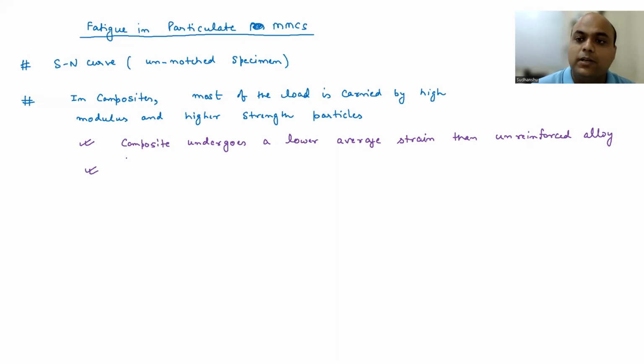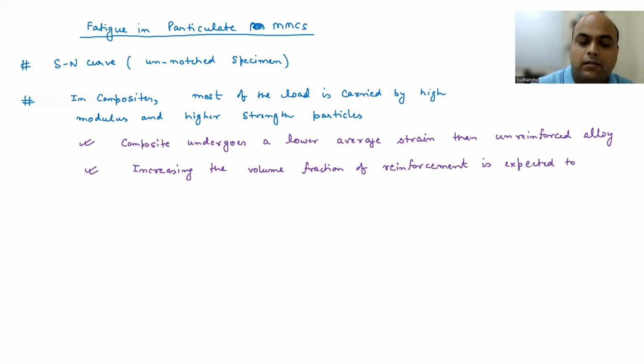again see the lower average strain, right? So increasing the volume fraction of reinforcement, which is particulate in this case, is expected to increase the number of cycles to failure.